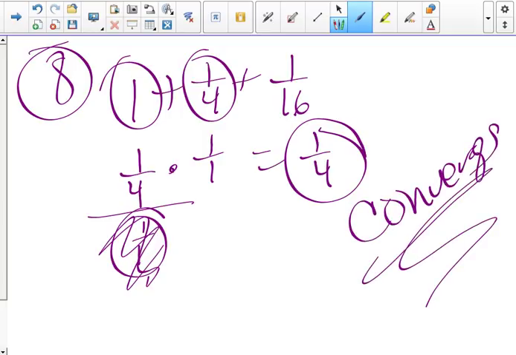And that's all you're doing. That's all I want to know. So don't worry about what the total is. Just tell me, do these converge or diverge?